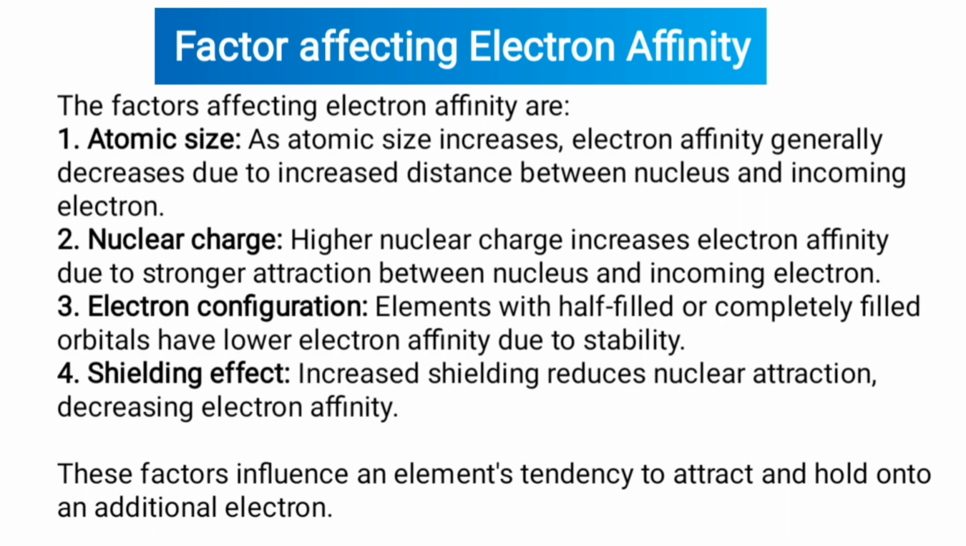The third one is electron configuration. My dear student, elements with half-filled or completely filled orbitals have lower electron affinity due to stability. The fourth one is the shielding effect. Increased shielding reduces nuclear attraction, decreasing electron affinity. My dear student, these factors influence an element's tendency to attract and hold onto an additional electron.